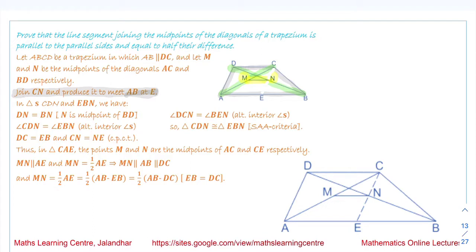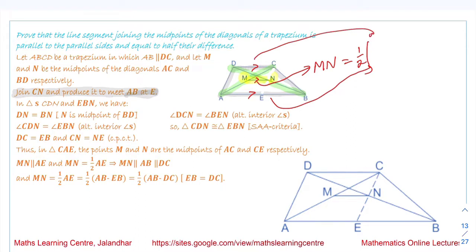M and N. We have to prove that the line segment joining the midpoints of the diagonals of the trapezium is parallel to the parallel sides and equal to half of their difference. So what we have to prove is that these three lines are parallel to each other, and the length of MN is equal to half of the difference of these two lines, that is AB minus BC.